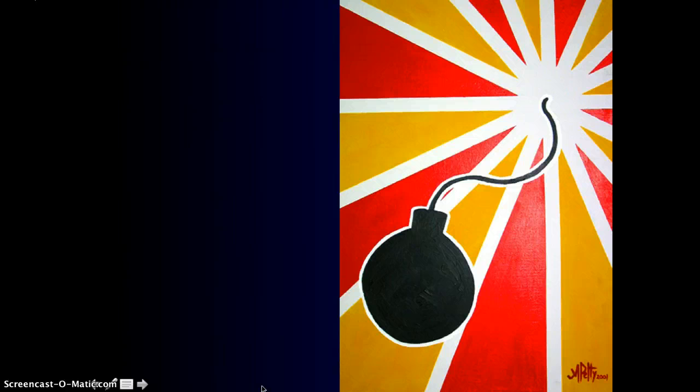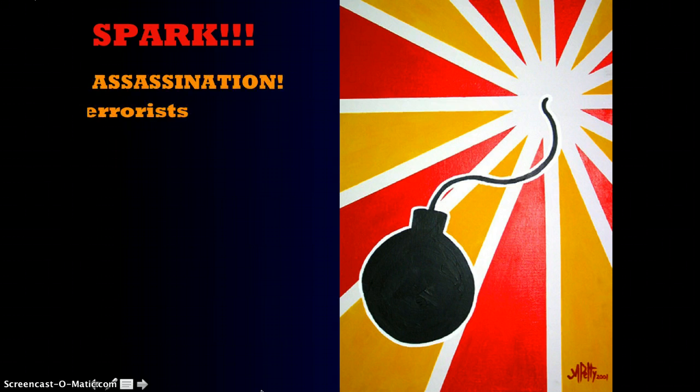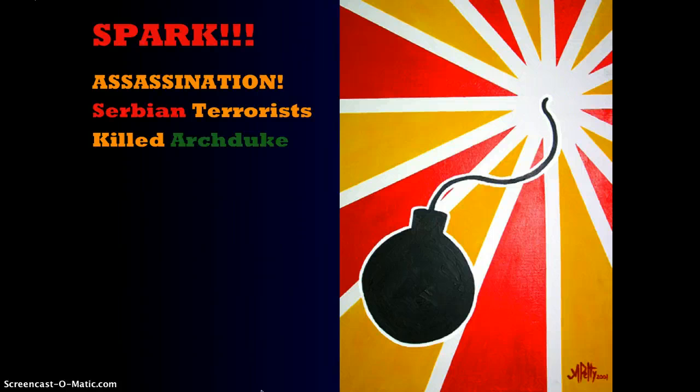So first of all, the spark was caused, as you know, by the assassination of the Archduke Franz Ferdinand of Russia. Serbian terrorists, the name of the organization was the Black Hand, and they killed Archduke Franz Ferdinand.